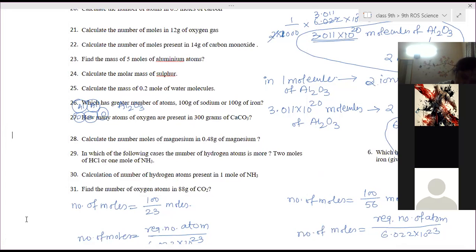Ma'am, have we written down the atomic mass of magnesium? No, I have not written it. You have to remember. Okay, ma'am. 24 units.